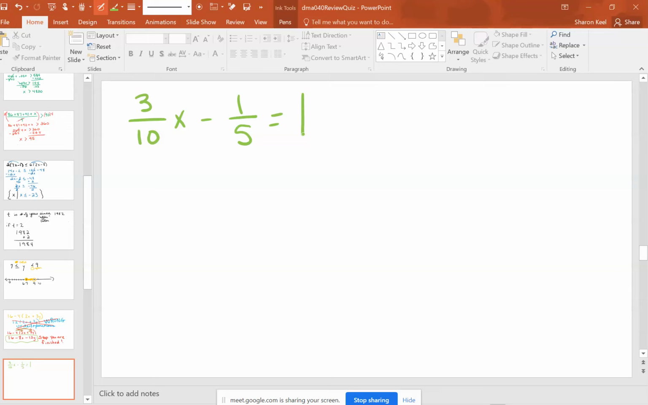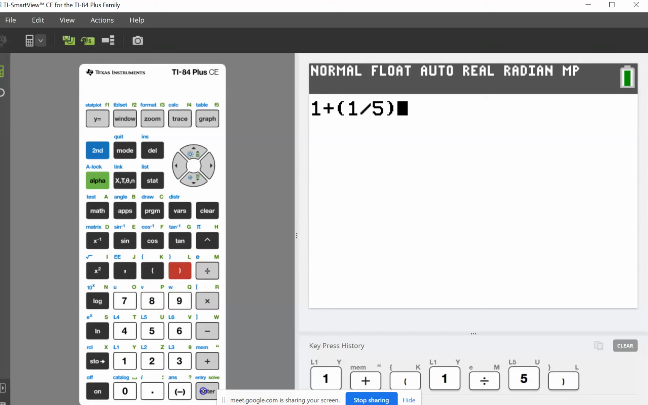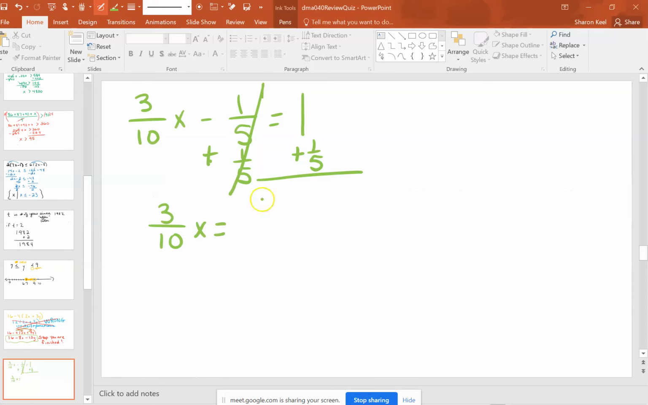What we're going to do, if this was 3x minus 1, the first thing is we would move this to the right. So we're just moving a fraction. We're going to add 1/5 to both sides. Here it cancels. We have 3/10 x equals 1 plus 1/5. Just use your calculator. Now I'm going to convert it back to a fraction, and that gives me 6/5. Okay, so that's all we've done so far. We just moved the fraction to the other side.